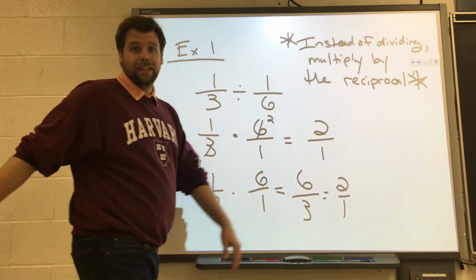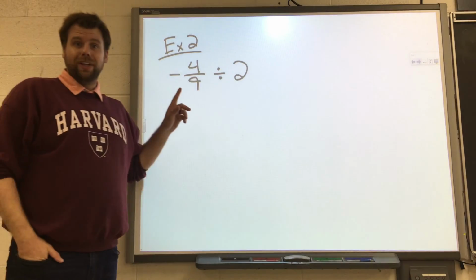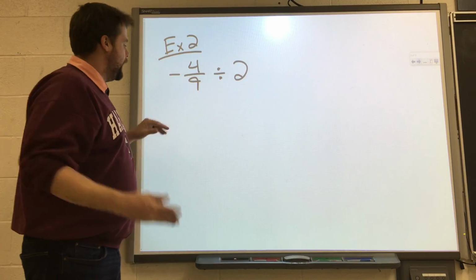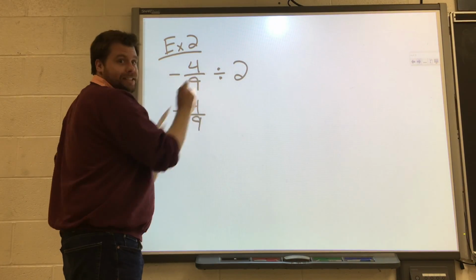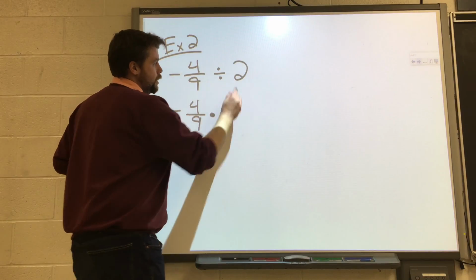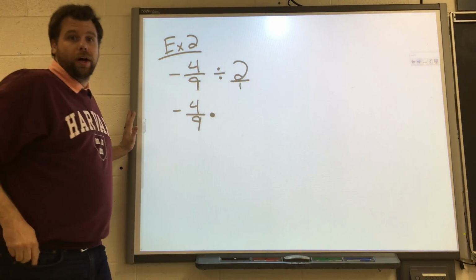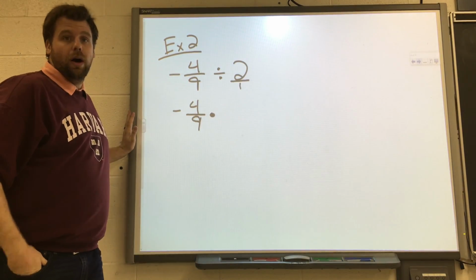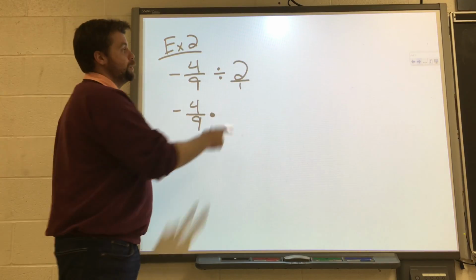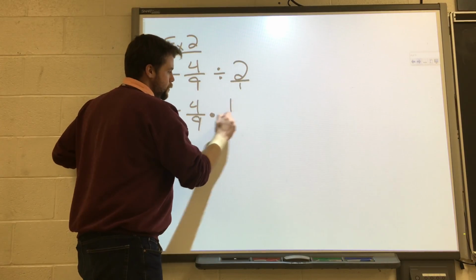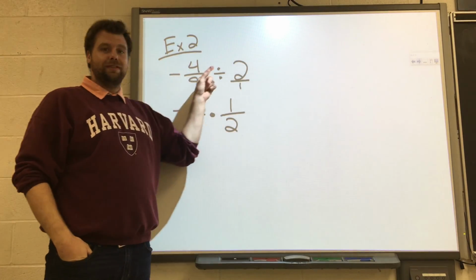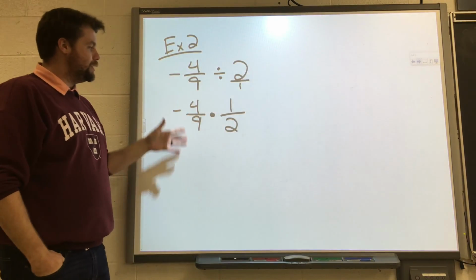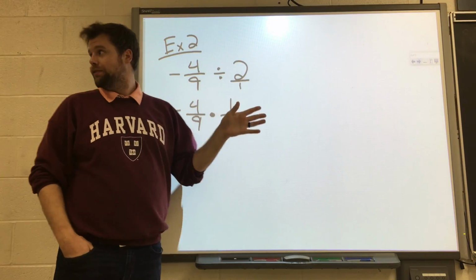Okay, let's take a look at another example right now. -4/9 divided by 2. All right, we're going to leave -4/9 the same. We're going to change that division to multiplication. 2 right now is 2/1. We're going to change it to multiplication by the reciprocal. The reciprocal of 2/1 is 1/2. So we had -4/9 divided by 2. We now change it to -4/9 times 1/2.